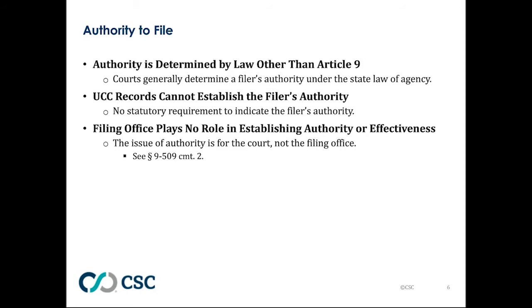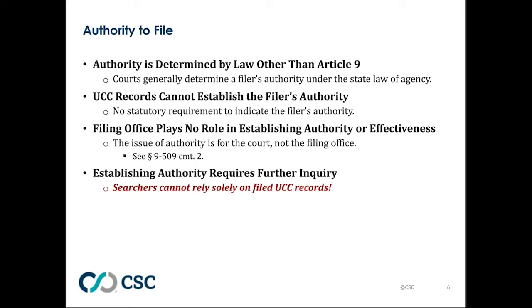So really, the only way to establish authority is to conduct further inquiry of the parties involved to determine whether it was authorized by the party that would have had to authorize it under Article 9. And that means ultimately that searchers are not entitled to rely on the public record to determine authority. In fact, it simply cannot be done. UCC records are not required to indicate the filer's authority, and they can't possibly do it. There's no way for a UCC record to establish that authority. So filers have to look beyond the public record.